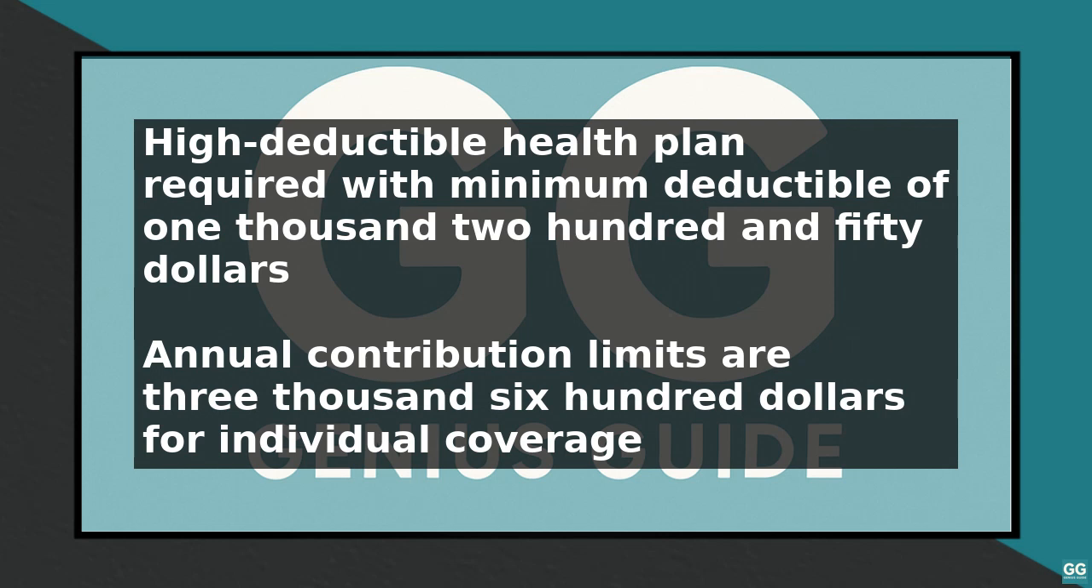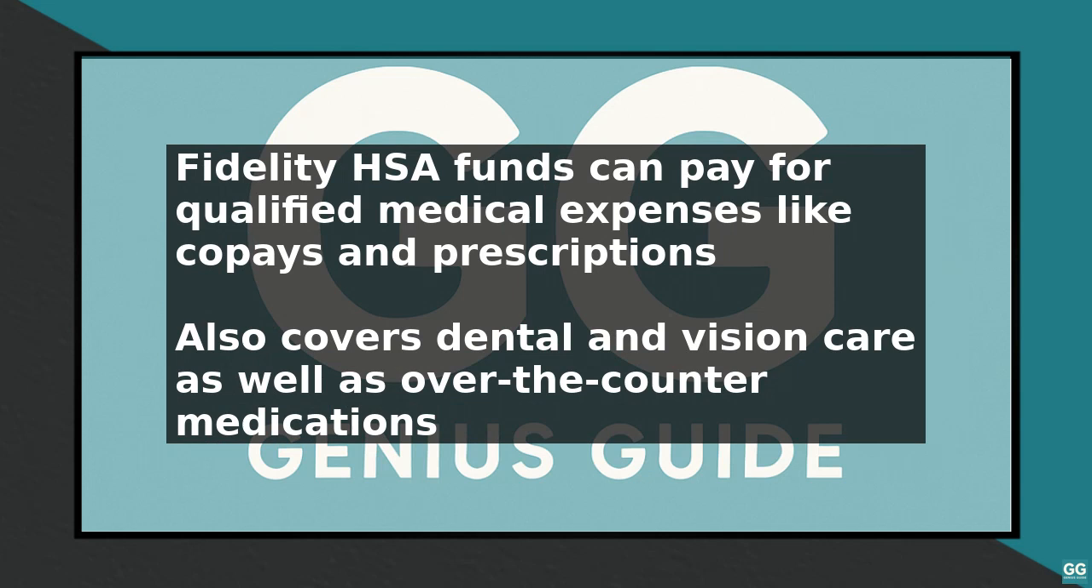The annual contribution limits for an HSA are $3,600 for individual coverage and $7,200 for family coverage. You can contribute to your HSA until the tax filing deadline, typically April 15th of the following year. Now, let's talk about how to use your Fidelity HSA.